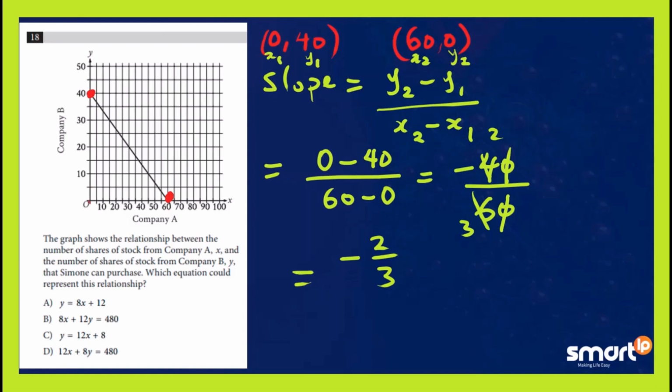Okay, so let's see this. Okay, so we got the slope to be minus 2 over 3. Okay, so we're going to make use of one of the points. Either we use 0, 40 or 60, 0. So I'm going with the first one, which is 0, 40. Okay, so we're going to use this slope and this point to actually determine the y-intercept.